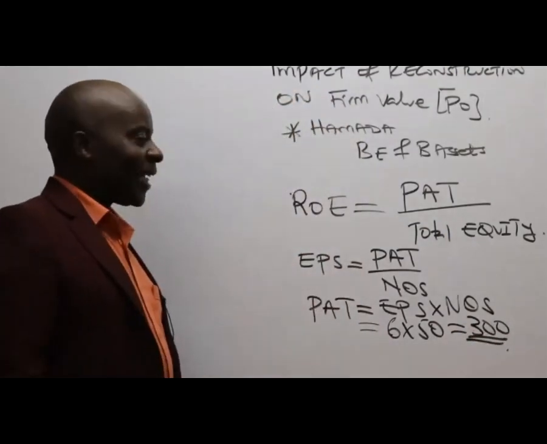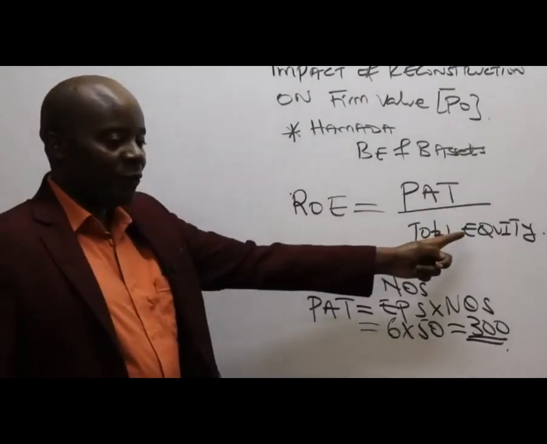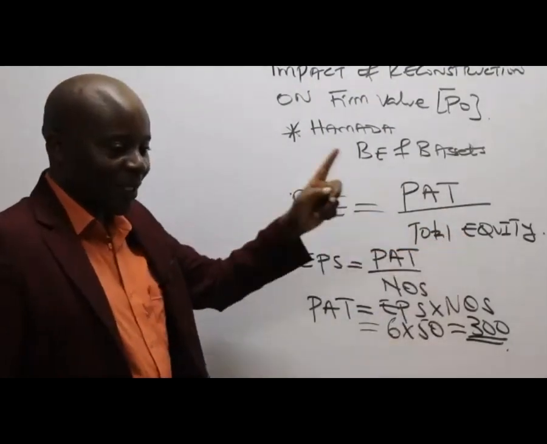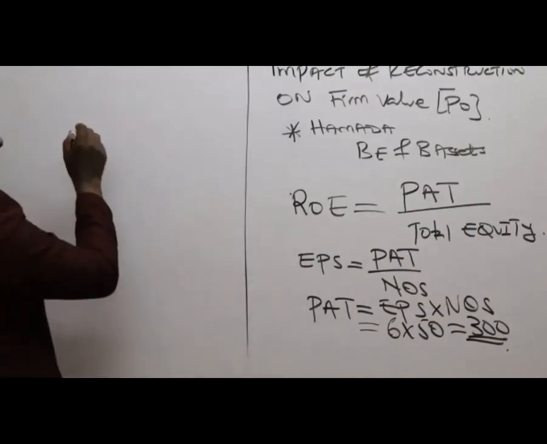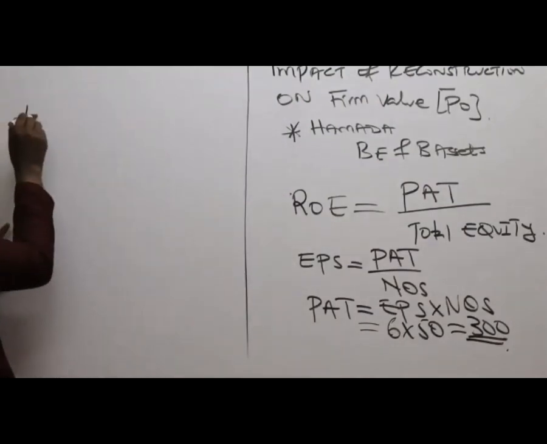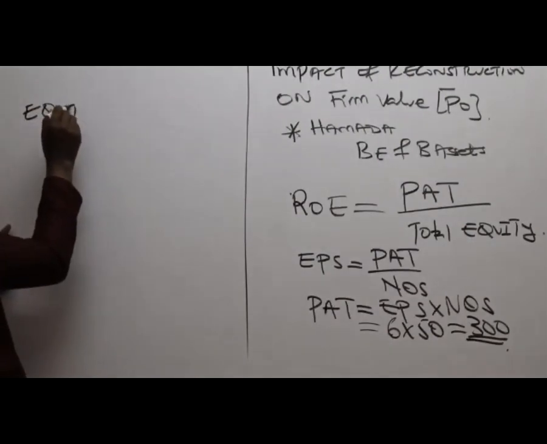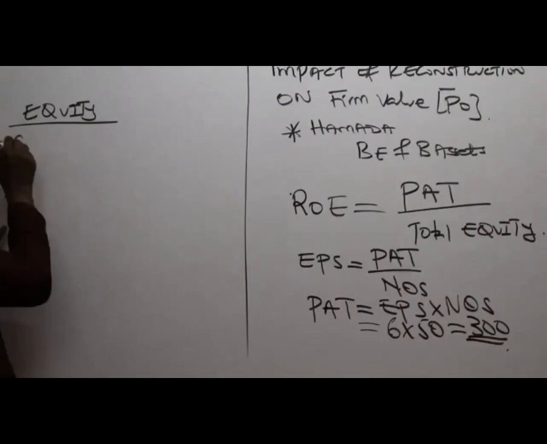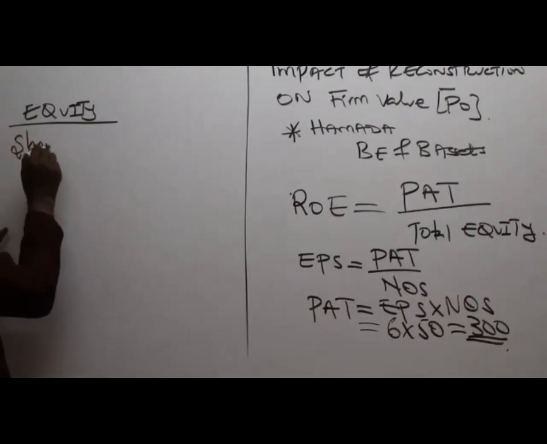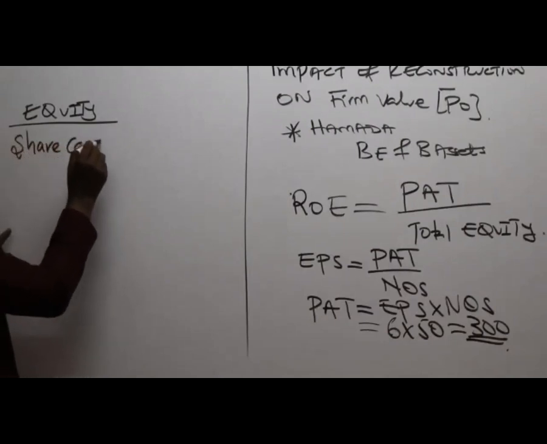Now, ladies and gentlemen, I would want us to go ahead very fast and ascertain the equity of the organization. Can somebody in this case here help me get the equity? Equity is quite an easy thing to get. Equity number one, I can see we have got ordinary shares. So I have share capital.